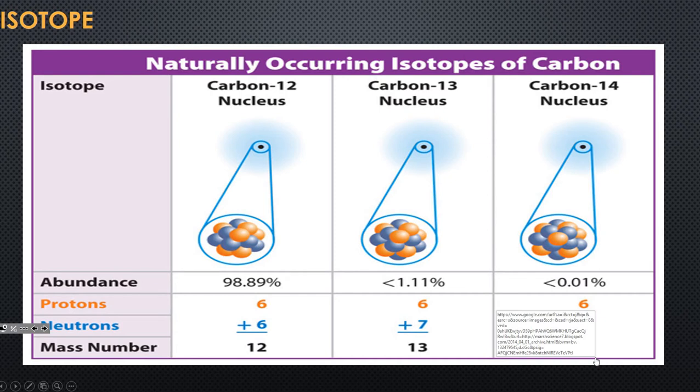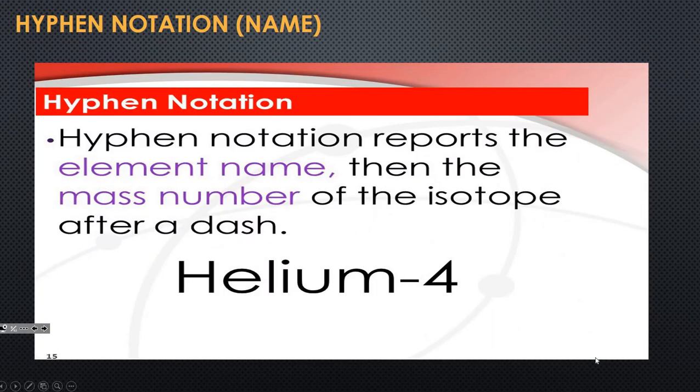diagram is showing. So the mass number is the protons plus the neutrons. And you'll notice the protons all the way across are the same because that identifies it as a carbon. The neutrons can change. Okay, just remember that. In an isotope, protons stay the same, neutrons change. Not electrons, but neutrons. So we've got two different kinds of ways that we can report.